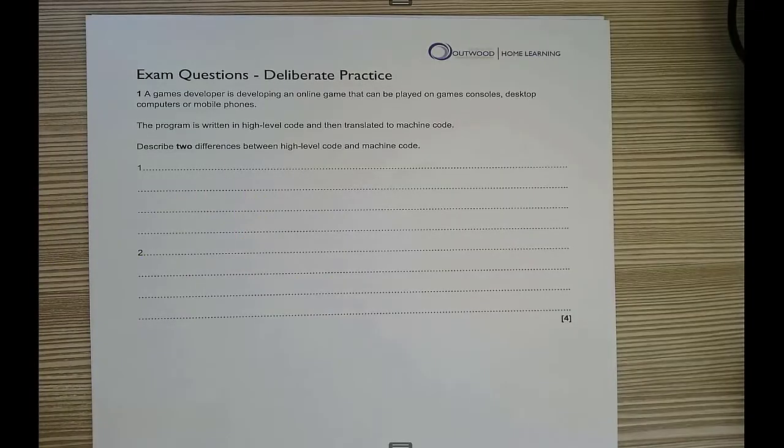Okay, so you should have hopefully completed the activity where you've had to drag and drop the different statements under what type of language. So now let's have a look at some exam questions. So we've got a games developer is developing an online game that can be played on games console, desktop computers or mobile phones. The program is written in high-level code and translated to machine code. Describe two differences between high-level and machine code. So it needs two direct comparisons. Okay, for each comparison you will get 2 marks with a total of 4.